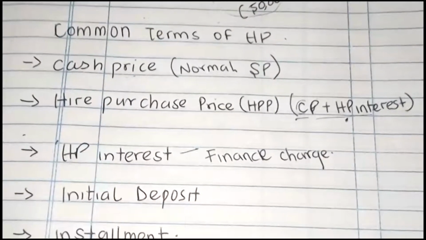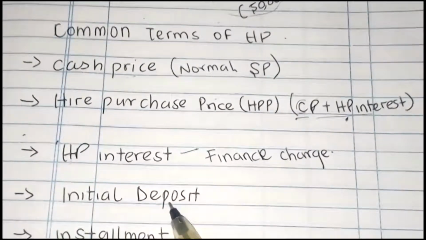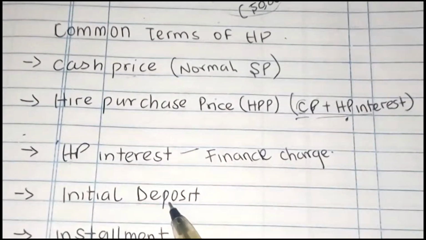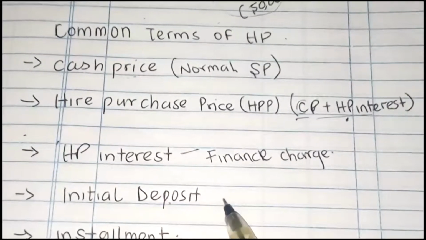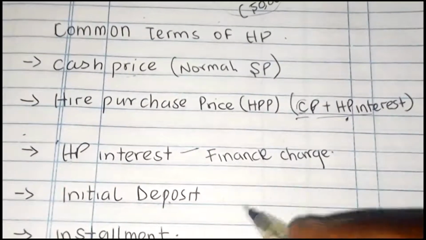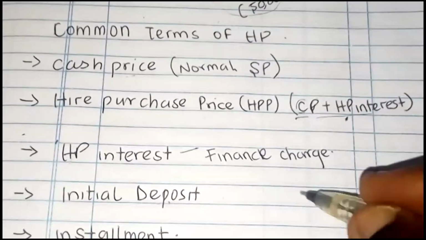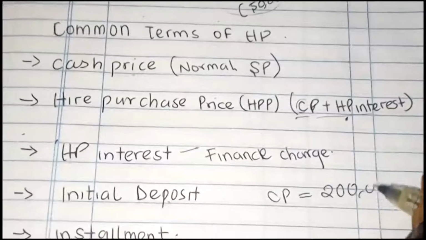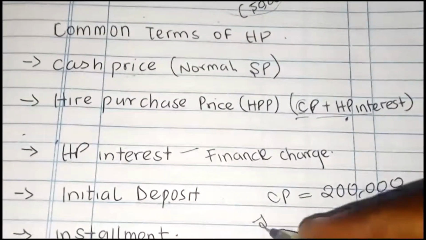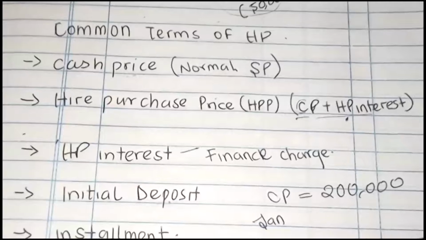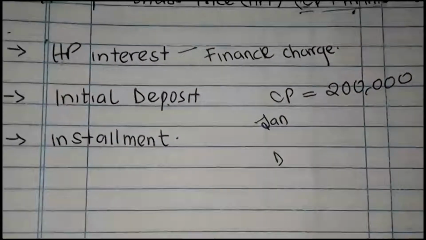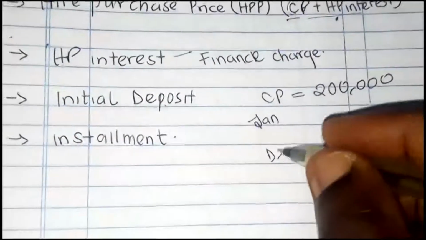All right. Now, initial deposit, this is another term, is the amount, write it down, payable by the hire purchase buyer at the beginning of the hire purchase transaction. Let's take, for example, the cash price is 200,000. Then in January, I'm to pay installments by December, okay?